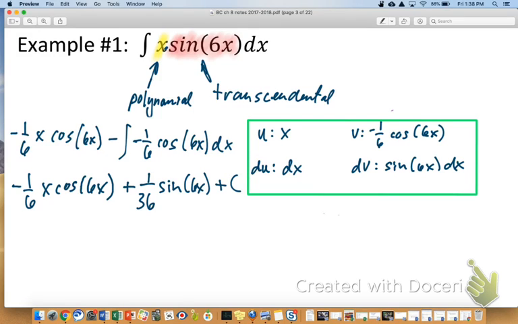So the big takeaways are these. Here are the two big takeaways. If you can get these two, then the rest for you guys is just details. How do I set it up? Like, what's my u and what's my dv? Did I set that up correctly, or did I not?